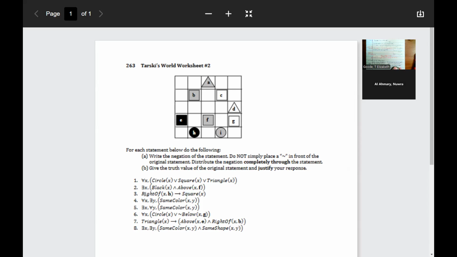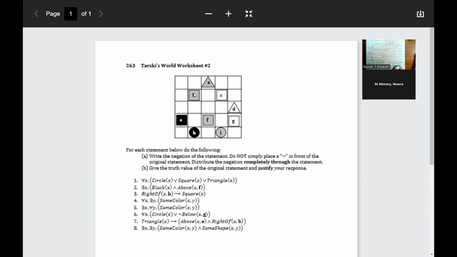Anyway, is it true or false? Is it true that if X is to the right of H, then X is a square? All right, where's H? There's H. So if X is to the right of H, is X always a square? Does it have to be on the same row? No, right of means anything that's in a column to the right of H. Remember I said that A was above B, even though it's not in the same column? Well, right of doesn't have to be in the same row.